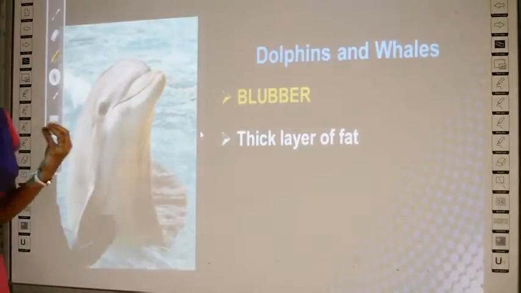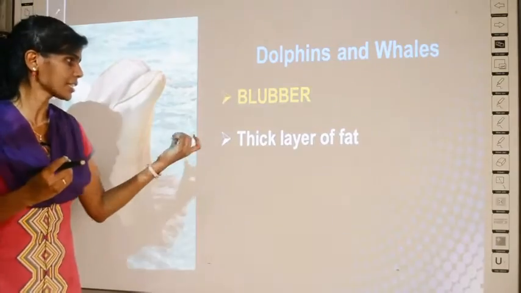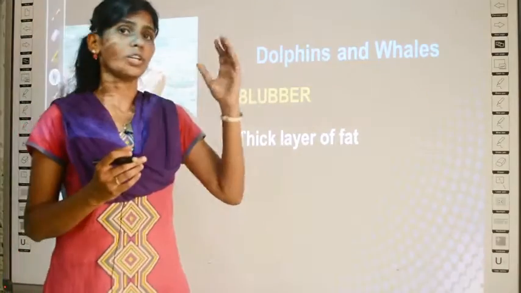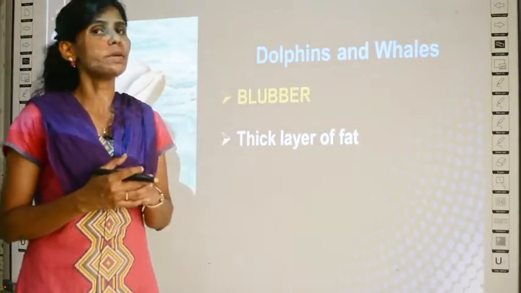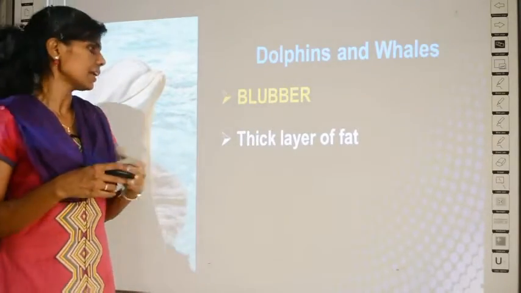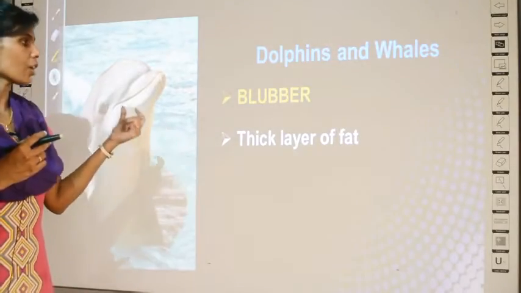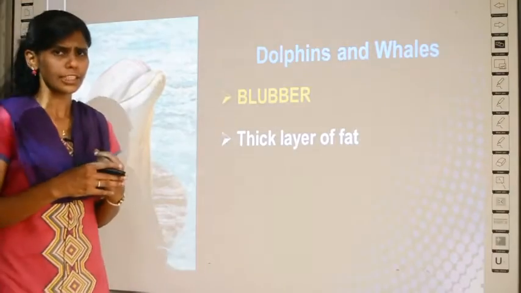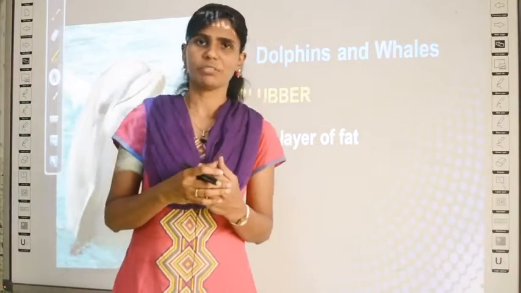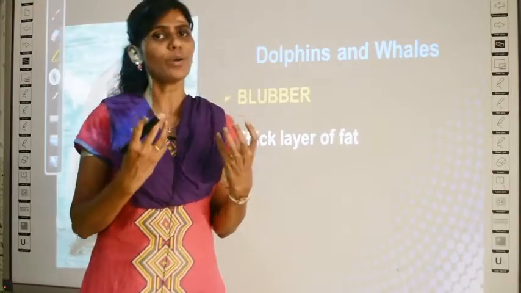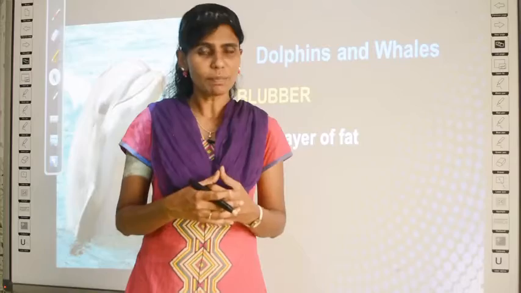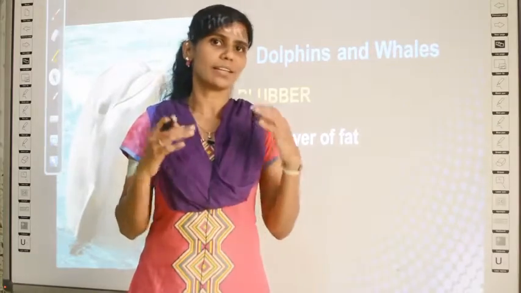Okay, and one more adaptation you have in dolphins and whales is called blubber. So what is the special adaptation? You already know, blowholes they have on the top of the head, and also they have blubber. What is this blubber? It is a thick layer of fat. Even when we studied the polar bear, polar bears can live in the polar region because they have a thick layer of fat under the skin.